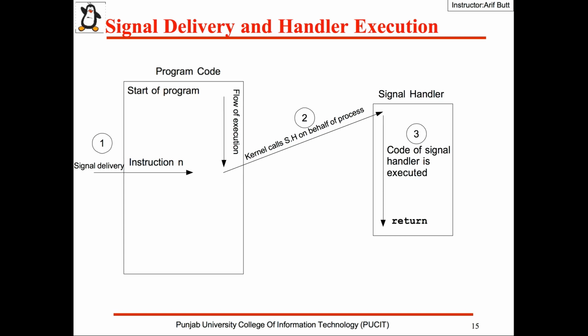The code in that signal handler function is executed, and after it is executed, it returns to the same place from where it occurred, and the program resumes its execution from the next instruction, that is n+1. So this is how a signal is delivered to a process, and this is how a process responds to a signal. And the piece of code that is executed once a signal is received is called a signal handler.